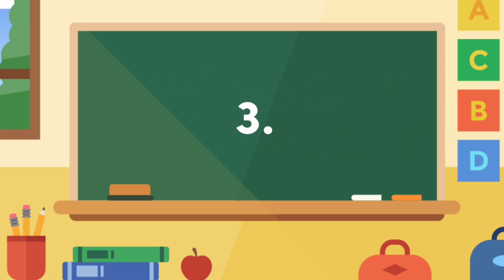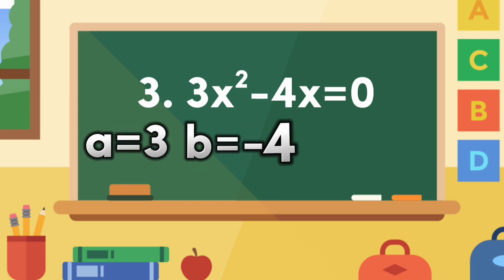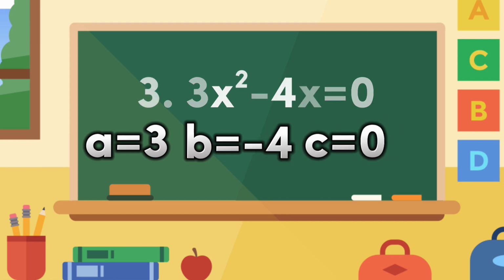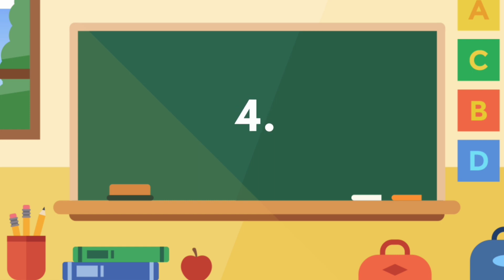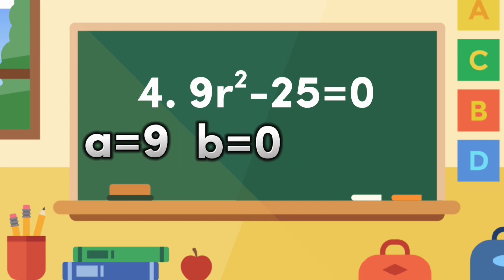How about in number 3? 3x squared minus 4x is equal to 0. The value of A is equal to 3. B is equal to negative 4. And C is equal to 0. For number 4, 9x squared minus 25 is equal to 0. The value of A is equal to 9. B is equal to 0. And C is equal to negative 25.